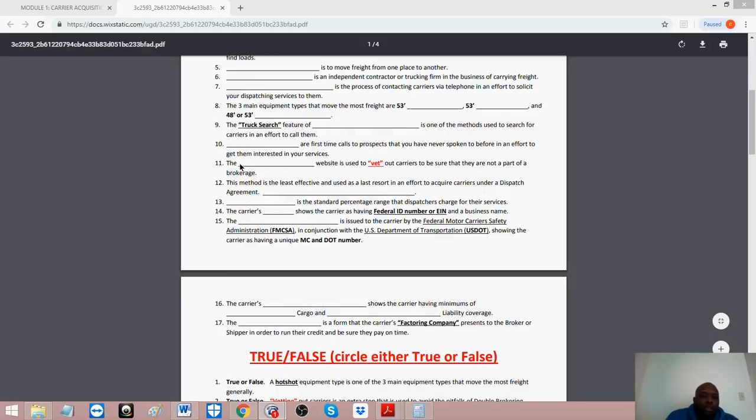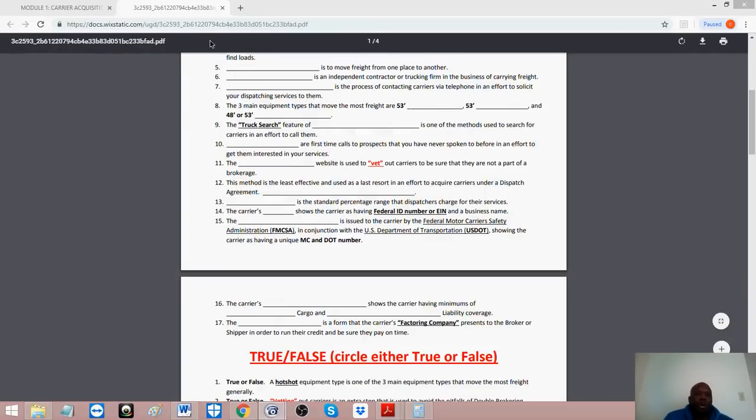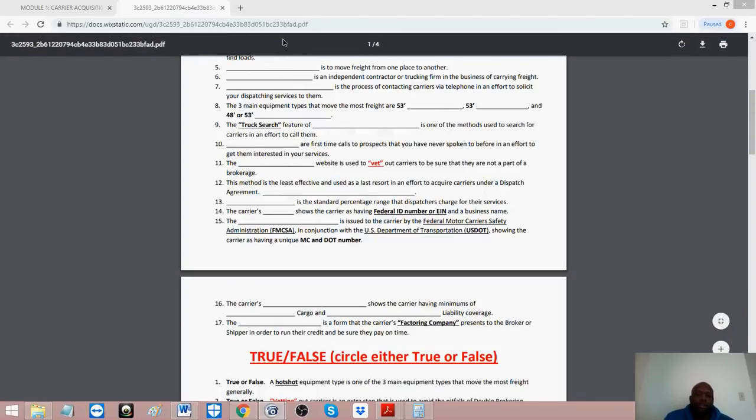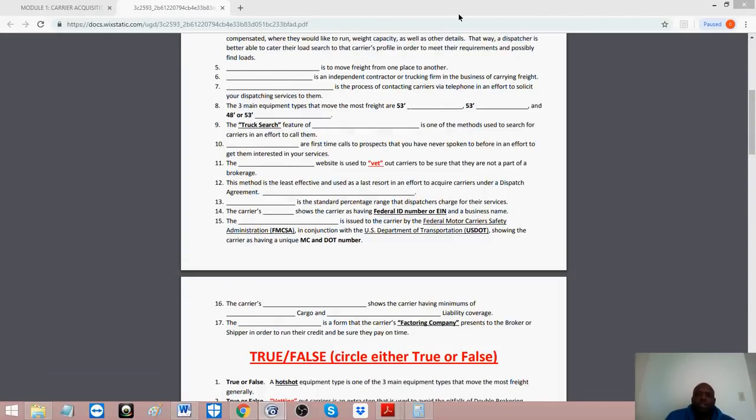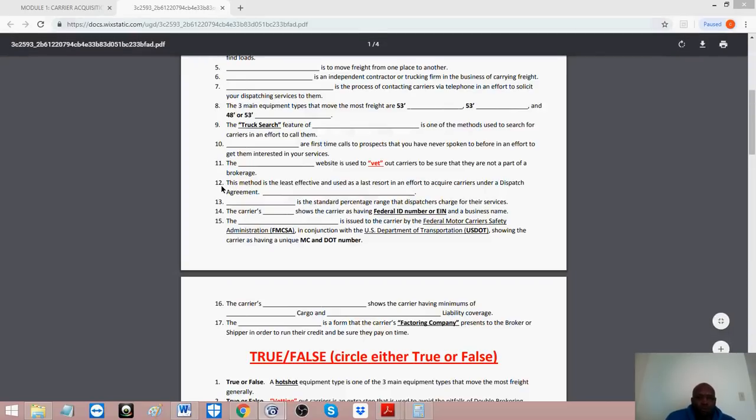Number 11, the blank website is used to vet out carriers to be sure that they are not a part of a brokerage. So what website? Safer. The Safer website. That's right, Denise. It's one of the websites, Safer. And if anyone has a question as we go along, any of the beginning dispatchers, any of the guests, just let me know. Type it into the chat. So where are we? Number 12?